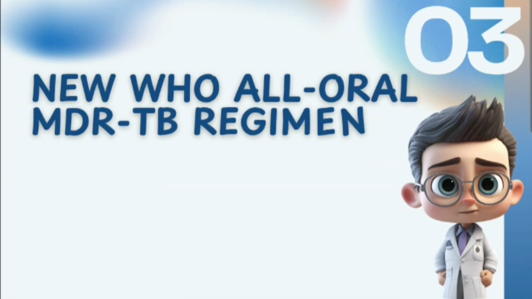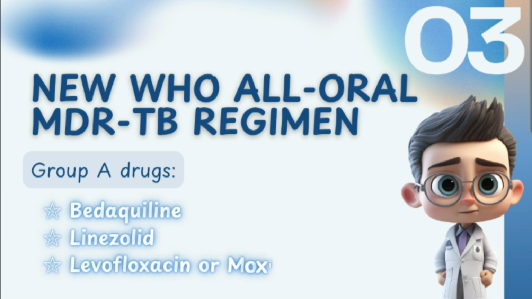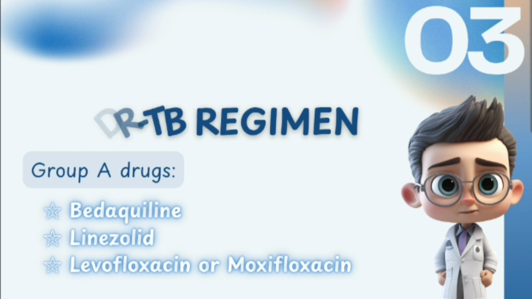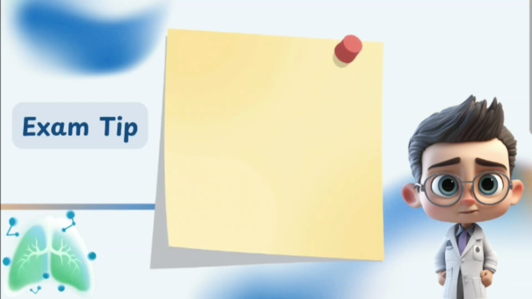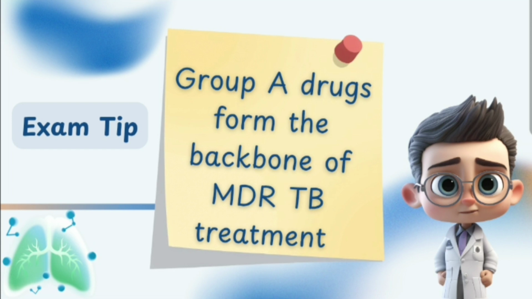The cornerstone of modern MDR-TB treatment is all-oral regimens using new, more effective drugs. Group A drugs are most important. These are the highest priority drugs and should be used whenever possible. These include bedaquiline, linezolid, levofloxacin or moxifloxacin. Another exam tip: Group A drugs form the backbone of MDR-TB treatment.